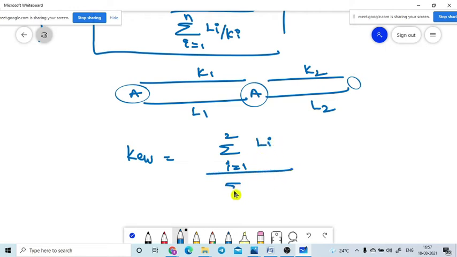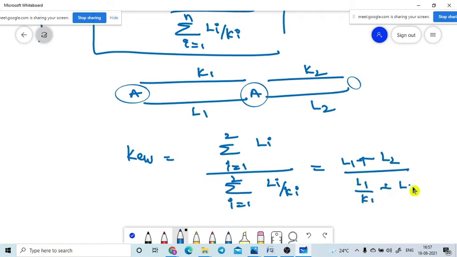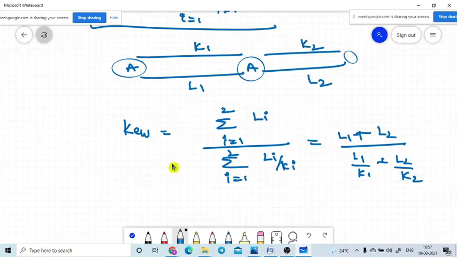What is the value? Li divided by sigma of i is equal to 1 to 2 of Li divided by Ki. Just substitute this value, i is equal to 1. So L1 plus i is equal to 2, L2, divided by, here is the sigma, L1 by K1 plus here is the L2 by K2. Are you getting or not? Yes, sir. So now I am taking this one. How can you do this one?